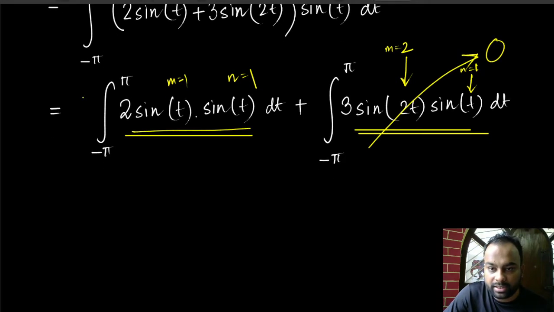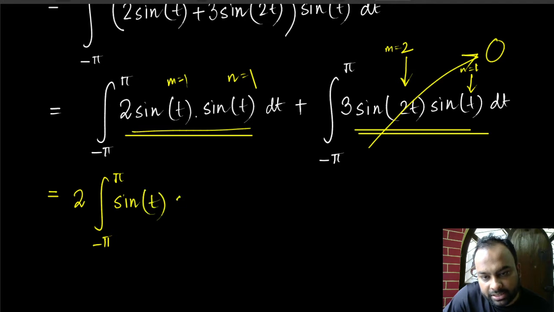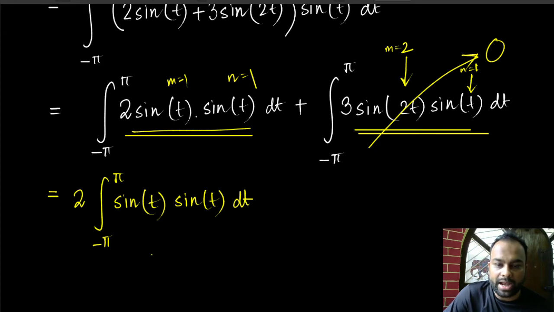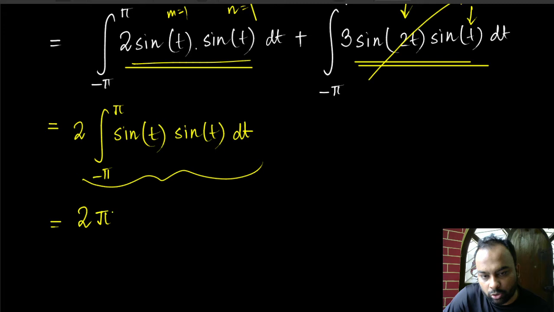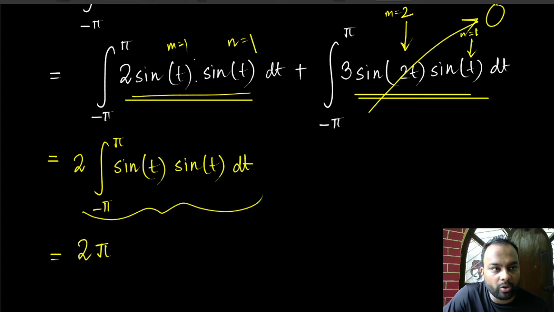Indeed, this part of the integration would be 2 times the integration from minus pi to pi of sine squared t dt, and we already know that this portion of the result is actually pi, so the answer is 2 pi, because here, look carefully, m and n are equal and both of them are equal to 1 for this portion. So please let me know in the live chat if you understand this. Again, I am going to elaborate on this, so don't worry.